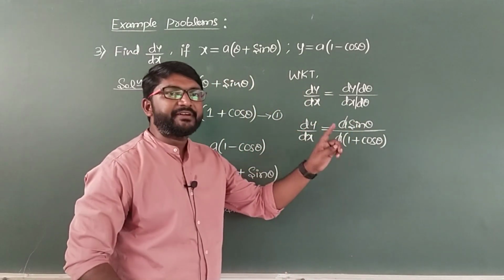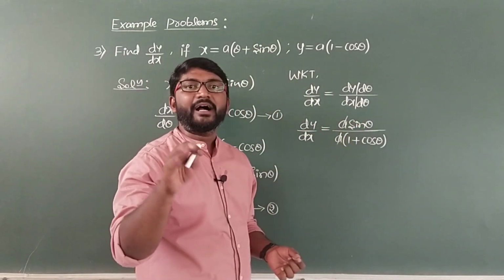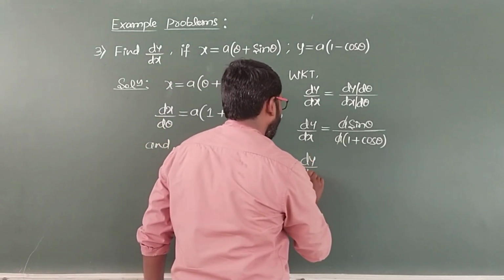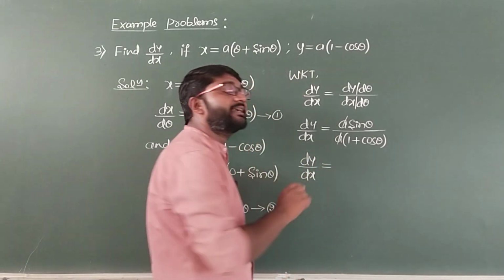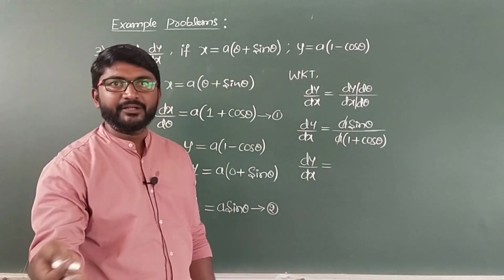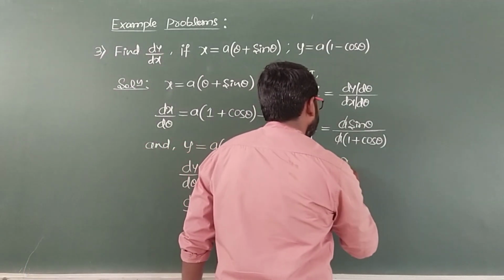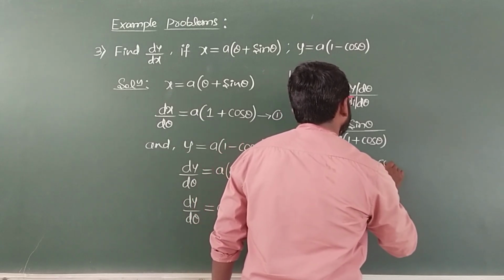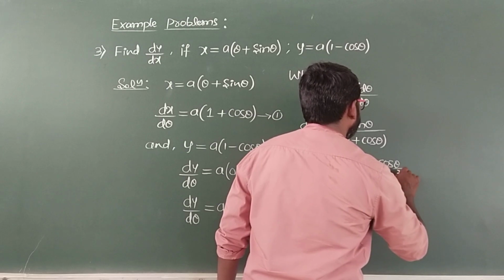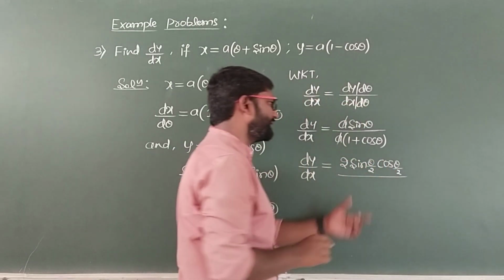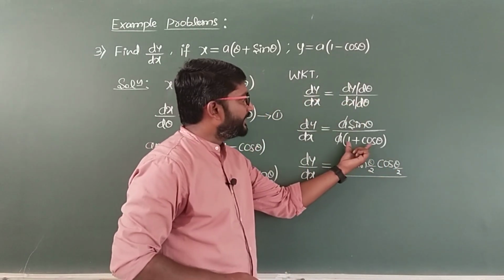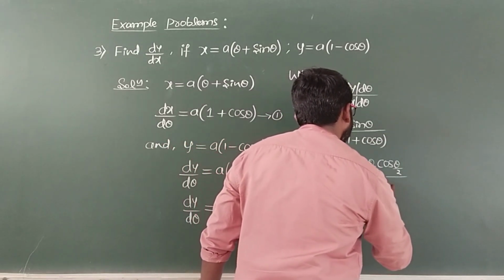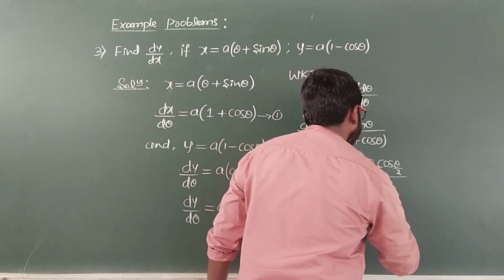We have to simplify this further. We have to make use of the half angle concept now. dy by dx is equal to sin theta, which can be written as 2 sin theta by 2 into cos theta by 2, the half angle formula. This we have already studied in first PUC. Then 1 plus cos theta can be written as 2 cos square theta by 2.